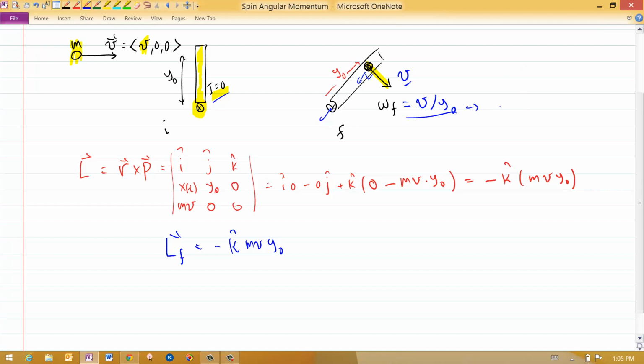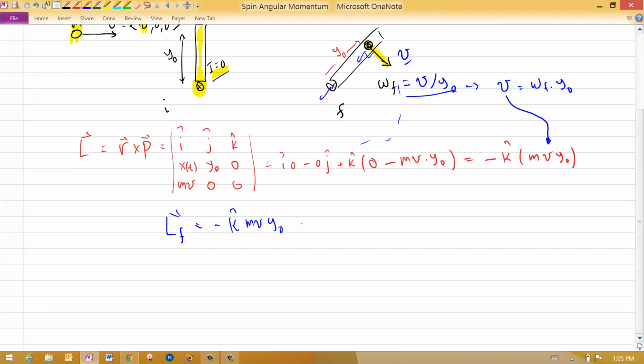So I could write this as: v, the speed with which the ball goes around this circle, is equal to omega final times y0. And then I could take this v and substitute it in there to find something about what the final angular momentum is. So that's minus k hat times m times omega final times y0. That's the v times a y0. Now the reason I want to do that, I've got a direction for this. So the final angular momentum spin points into the screen, just the same way the initial angular momentum pointed into the screen, so that didn't change.